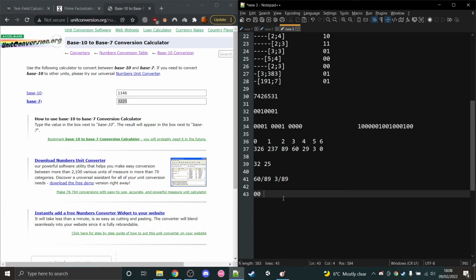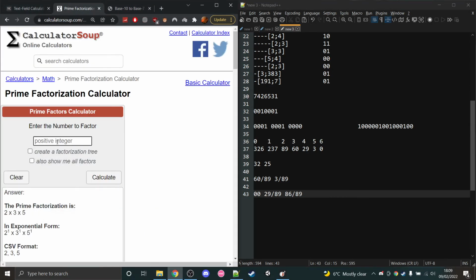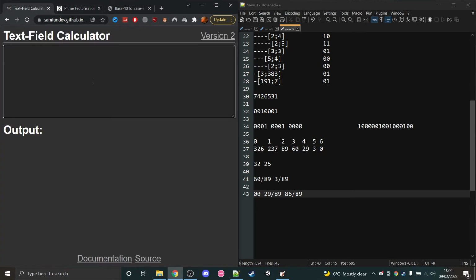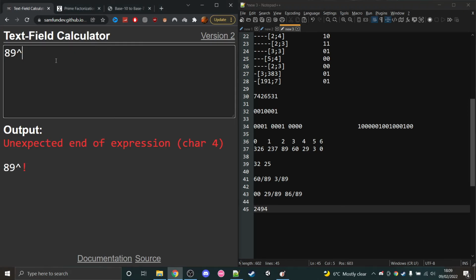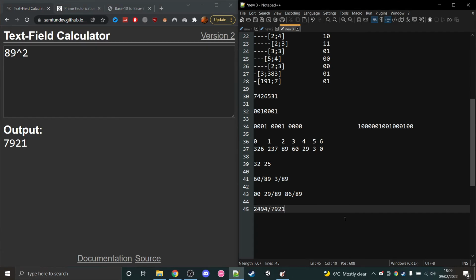89 minus 60 is 29, so this fraction is 29 over 89. And 89 minus 3 is 86, so this fraction is 86 over 89. Then we need to take the product of these two fractions. So let's multiply these numerators together. Oh, wait, wrong place. 29 times 86 is 2494. And 89 squared is 7921. And you would do this for each true truth, and then when you have all of these big fractions, just take the sum of them.